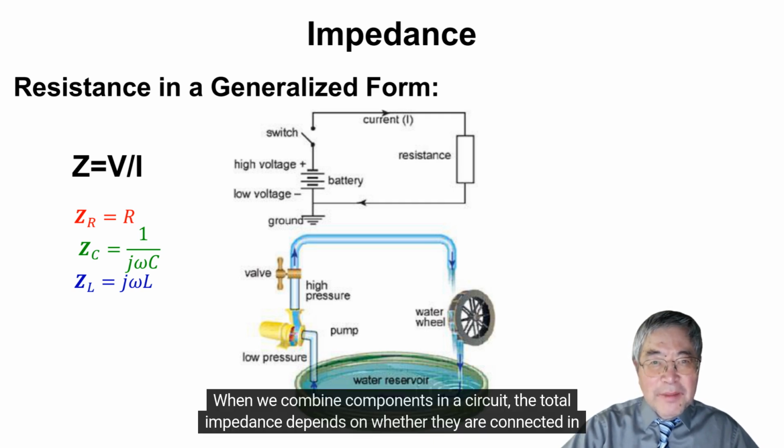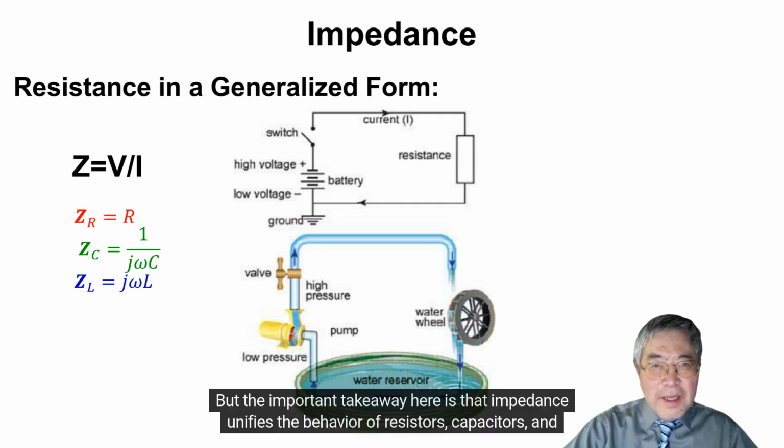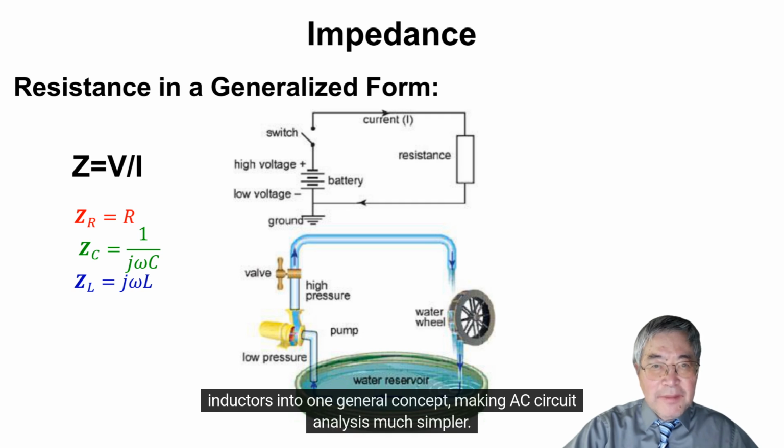When we combine components in a circuit, the total impedance depends on whether they are connected in series or in parallel. Later, we'll learn how to calculate equivalent impedance for these different configurations. But the important takeaway here is that impedance unifies the behavior of resistors, capacitors, and inductors into one general concept, making AC circuit analysis much simpler.